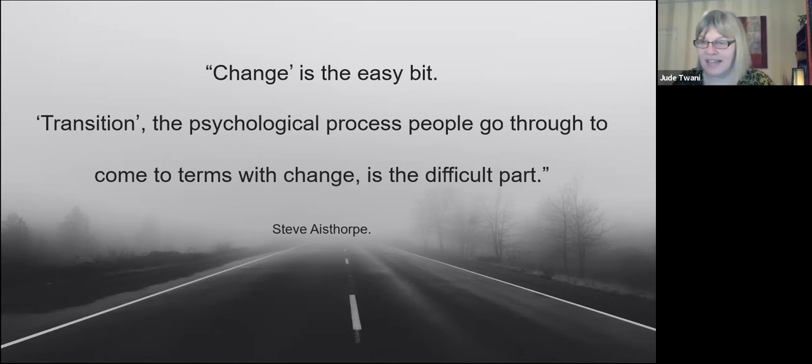Transition is a process. It's a journey. Let's keep that in mind as we move through this session. It's not a day. It's not an event. It's not even a policy document. Transition is this process that takes time.